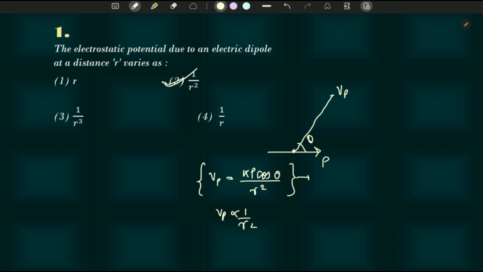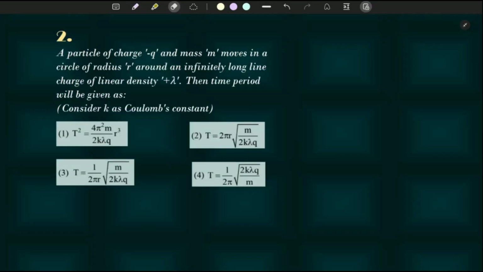So let us move on to the next question. So here is our second question. A particle of charge minus q and mass m moves in a circle of radius r around an infinitely long line charge of linear density plus lambda. Then the time period will be given as.